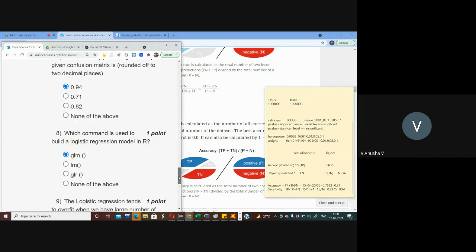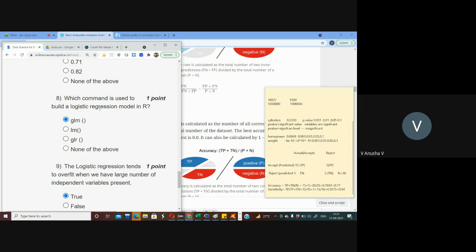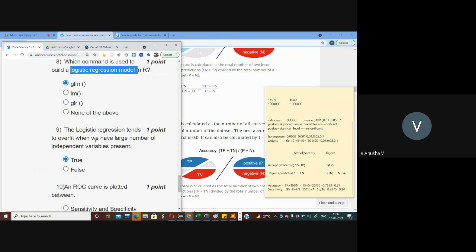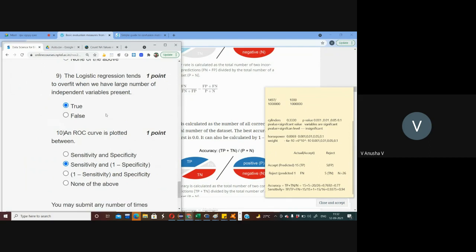Okay. Which comes next is the eighth question. Which command is used to build a logistic regression model in R? So earlier we learned that the LM command is used to create a linear model. So here they're asking about a logistic regression model. So GLM is the function that is used to create a logistic regression model. Okay. And logistic regression tends to overfit when we have a large number of independent variables present. Yes, it is true. This is covered in the video. You can refer to the video. Then next, the ROC curve is plotted between sensitivity and 1 minus specificity. So this is your answer.